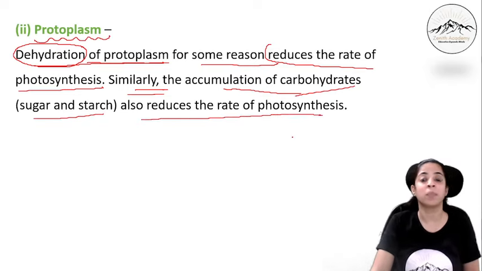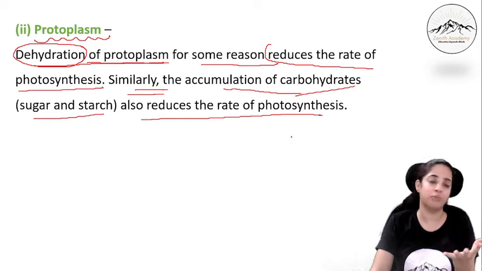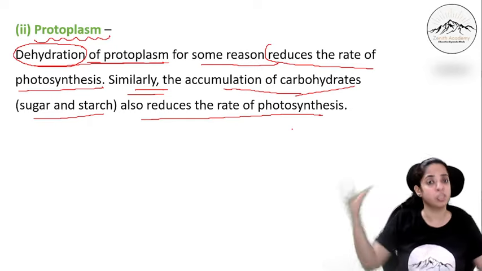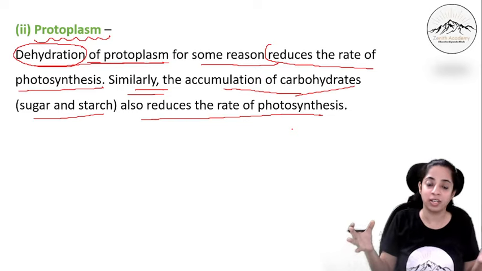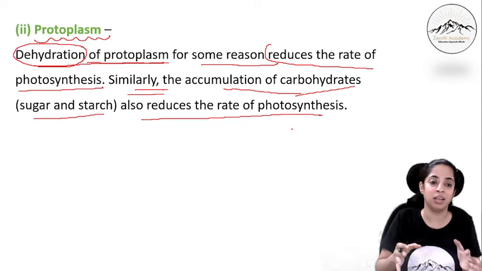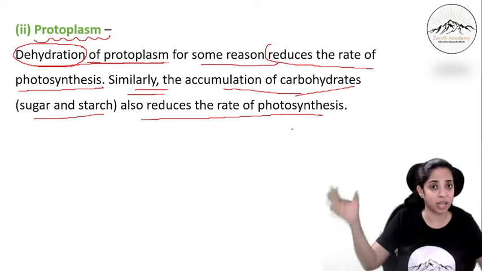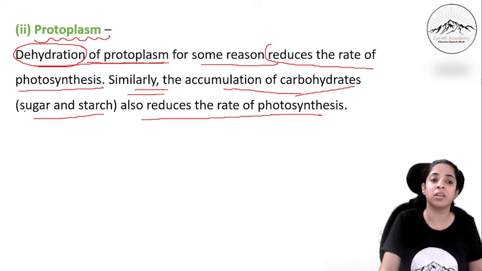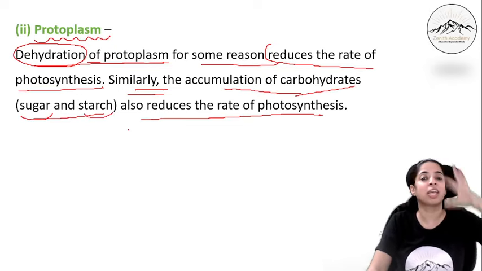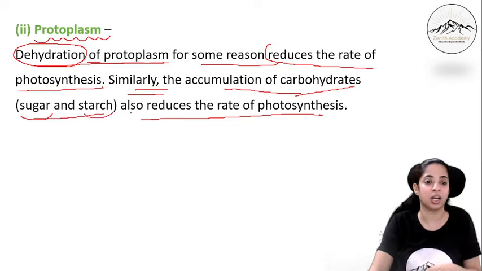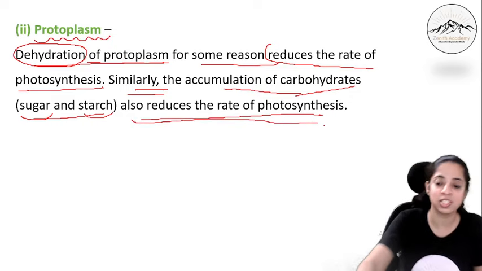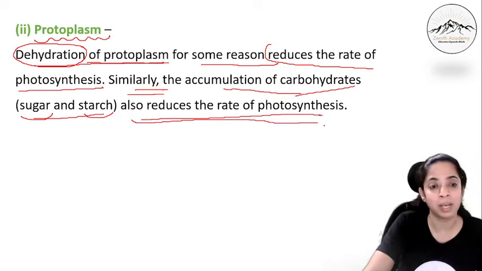Now what is this? Suppose the plant has produced food, carbohydrate is there. It has produced excess food, so a lot of carbohydrate is accumulated in the protoplasm. Okay, अगर इकट्ठा हो गया है lot of carbohydrate, या फिर even if it is converted into sugar and starch, if that is accumulated, ज़्यादा store करके रखा है, तभी भी rate of photosynthesis is reduced. I hope this is clear to you. So protoplasm is another factor.